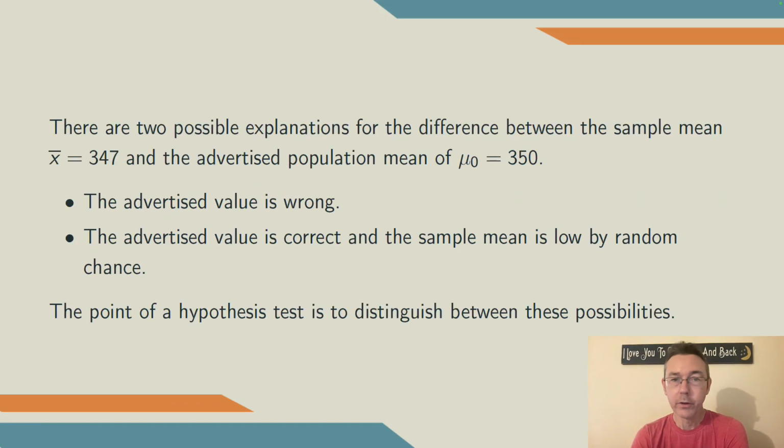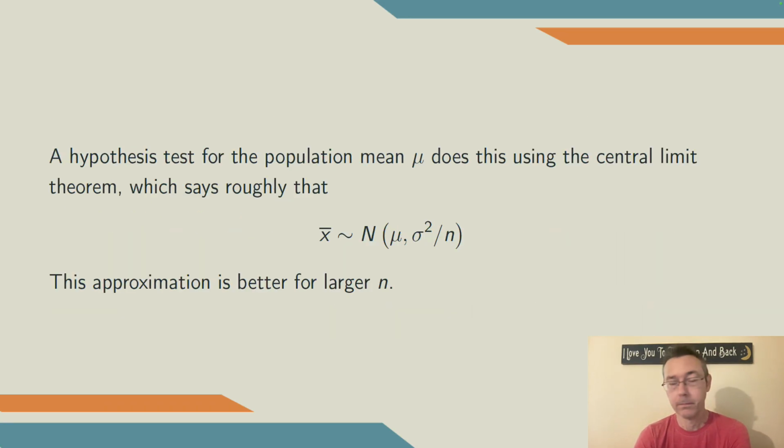So obviously 347 does not equal 350, and there are two possible explanations for the difference between the advertised mean of 350 and the sample mean of 347 that we actually observed. First of all, the advertised mean could be wrong, and it's possible that the company really is just giving me less chocolate than they said they were. The second possibility is that the advertised value is correct, and the sample mean that I got, 347, is just low by random chance. I just happened to get unlucky with the 10 candy bars that I bought. The point of a hypothesis test is to distinguish between these two possibilities.